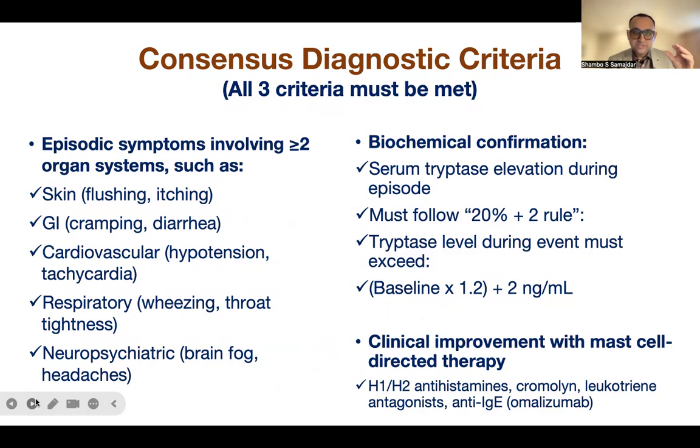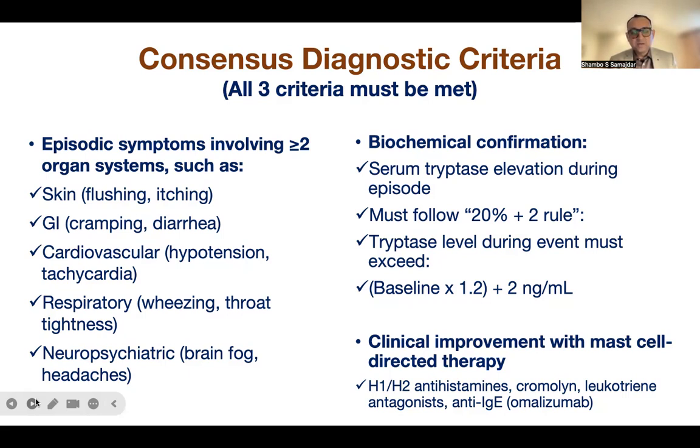One, of course, is symptoms involving two or more organ systems. It could be skin, GI, cardiovascular, respiratory, or neuropsychiatric. And the biochemical confirmation also needs to be done. The serum tryptase elevation during the episode must follow the 20% and 2+2 rules. And the timing is very important. The lag time should be within 4 hours, as that will give us the best result.